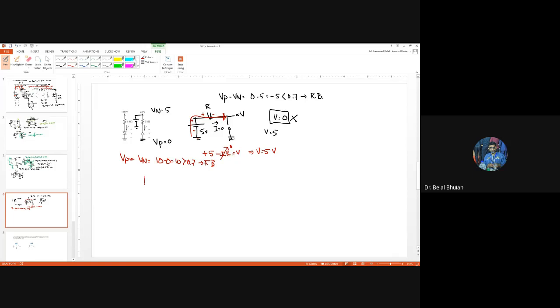If I draw the circuit, it is our 10 volt, 5K, and 0.7. So again, if you want to determine V, what do we have to do? We have to make a KVL starting from ground to this point. If we start at ground and make a KVL to this point, what are we going to get?